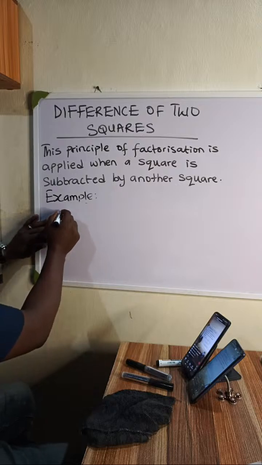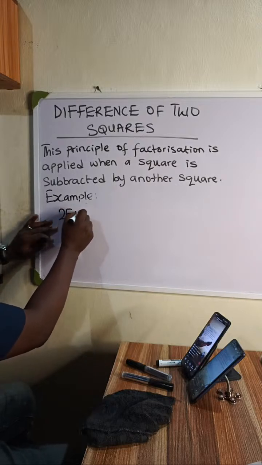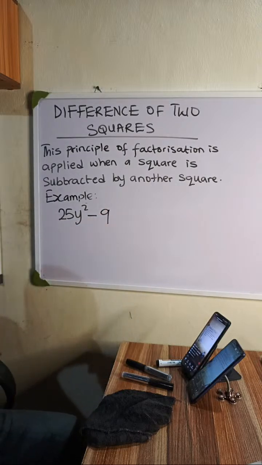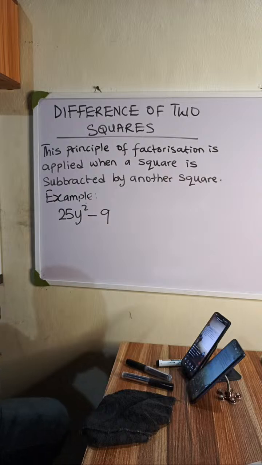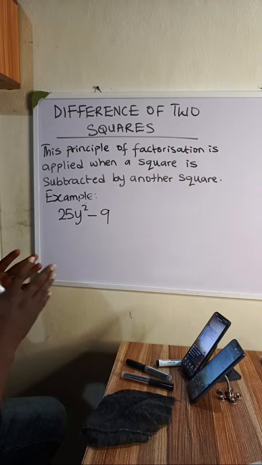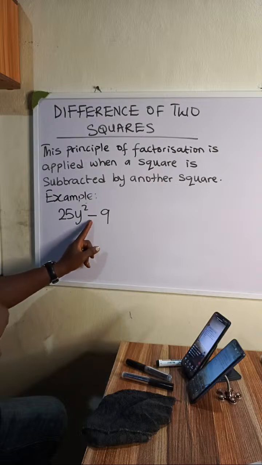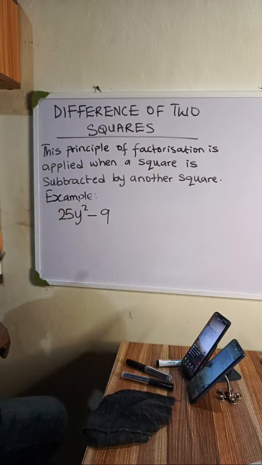So this looks a little bit different. 25y squared minus 9. So let's see how to factorize this, and let's see if we can apply difference of two squares in this situation. The first thing that gives us a clue that we can use difference of two squares is the minus sign here.